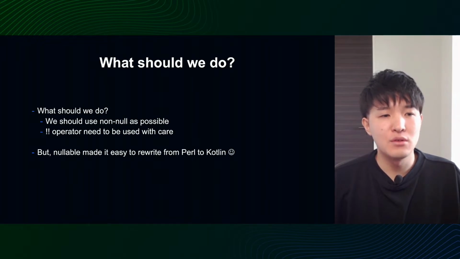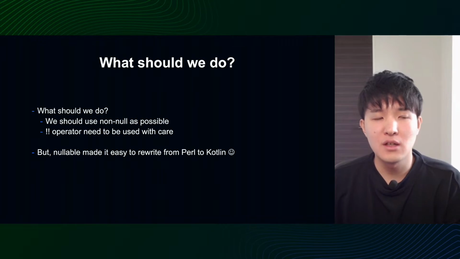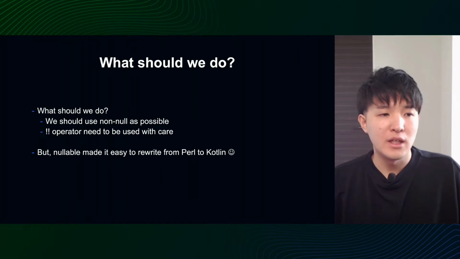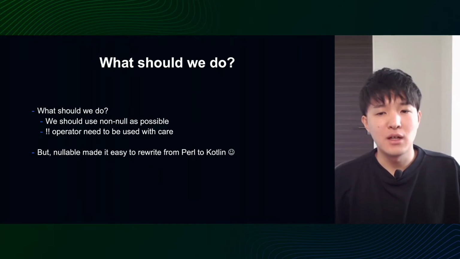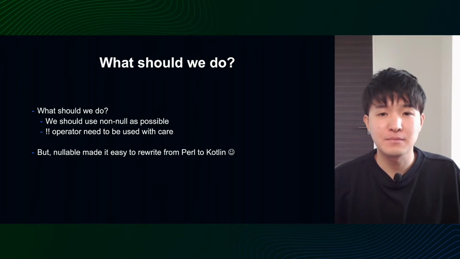So what should we have done? We should have used non-nulls as much as possible. An example would be doing null checks on the controller and giving non-null to the service layer so that you can limit the scope of nullable usages. Another thing is the not null assertion operator needs to be used with the assumption that the null pointer exception can be thrown. However, the use of nullable made it easier for us to rewrite from Perl to Kotlin.